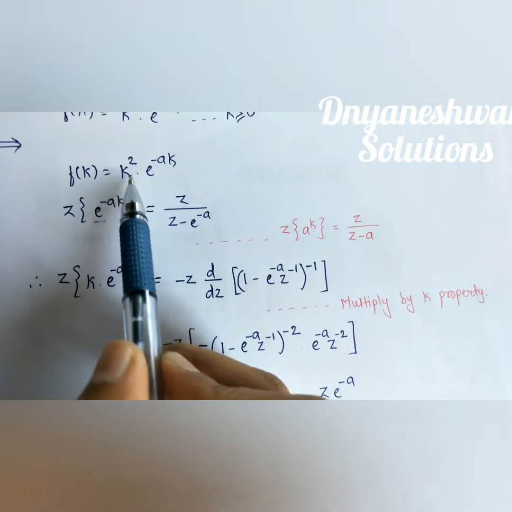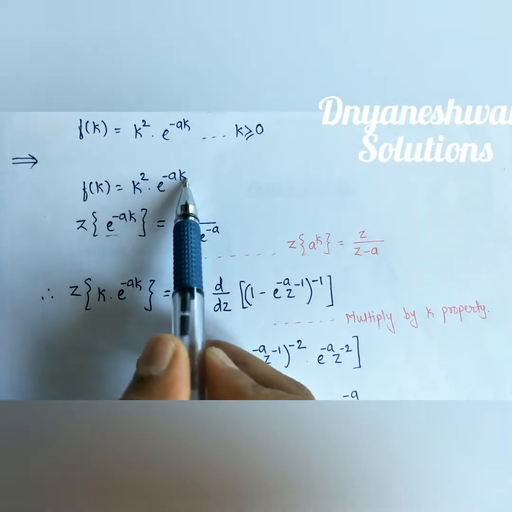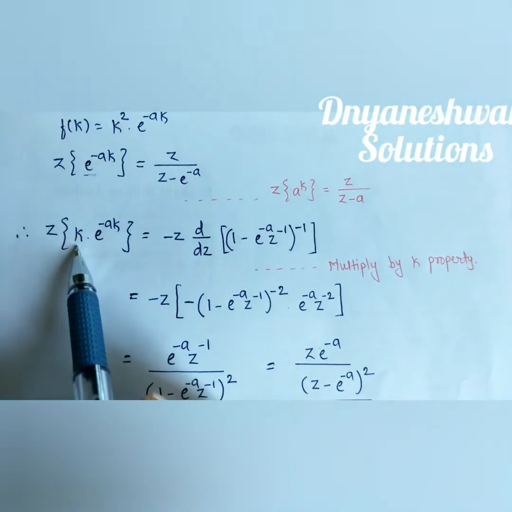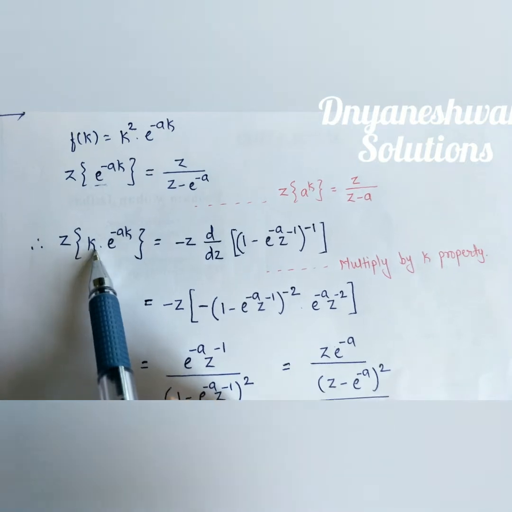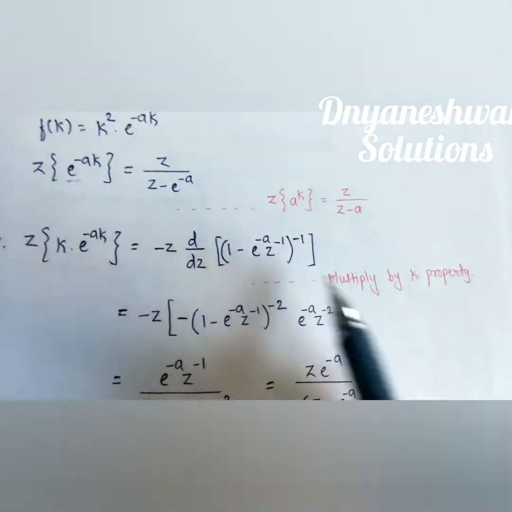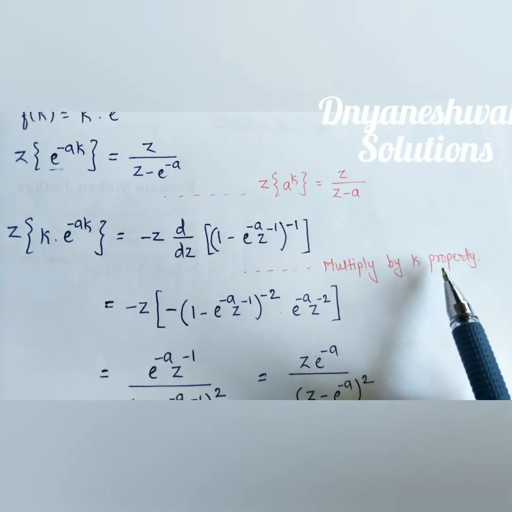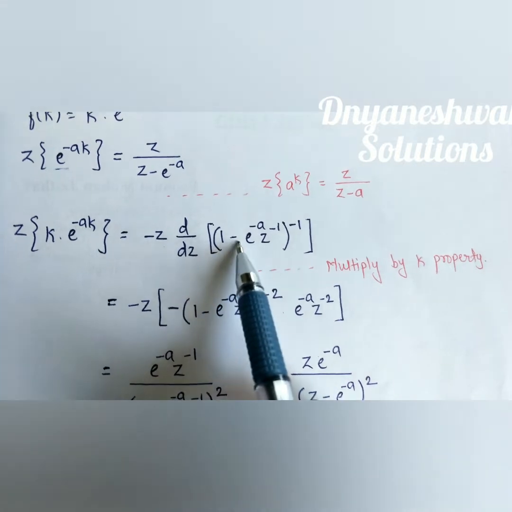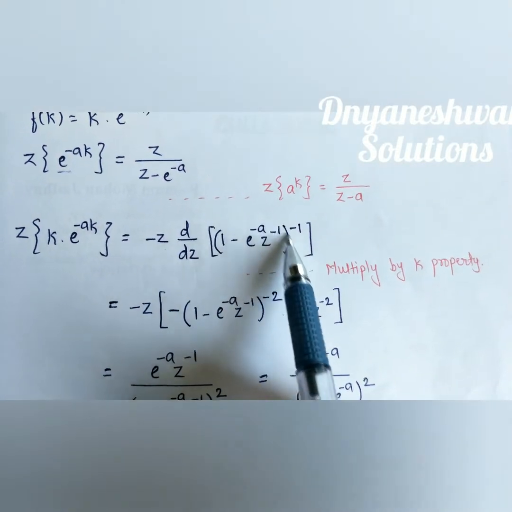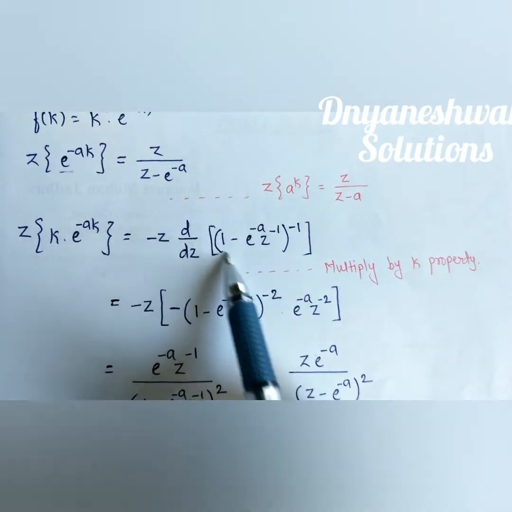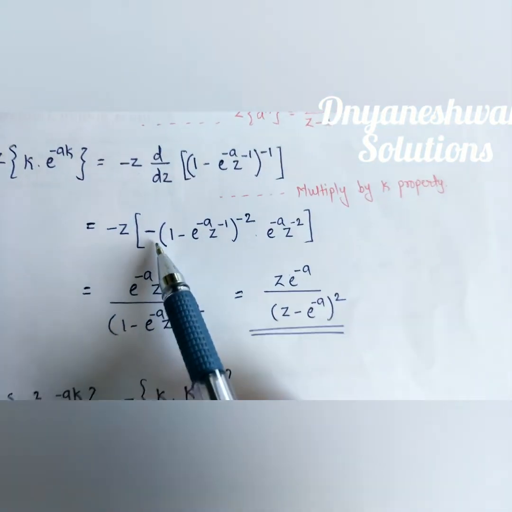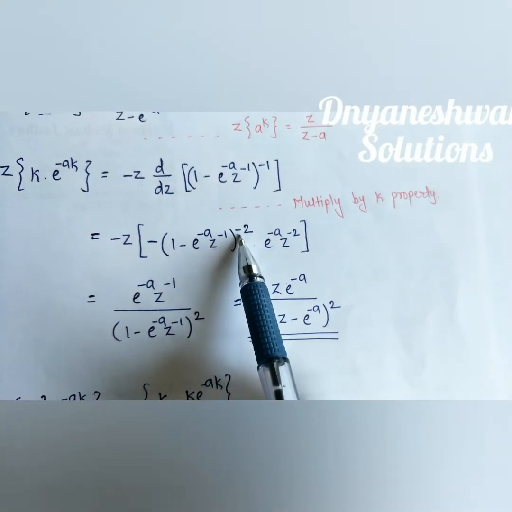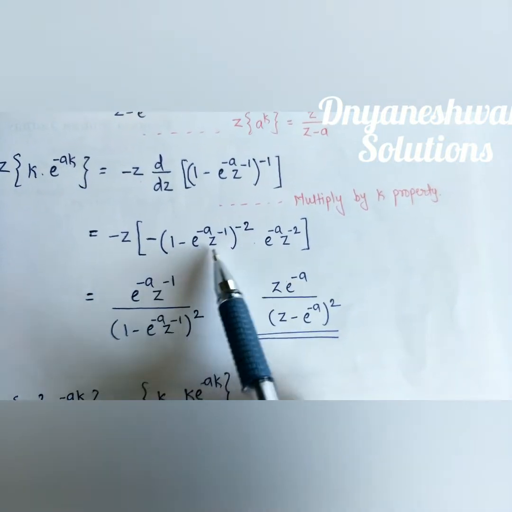Okay, so next what do we have to find? e raised to minus ak is multiplied with k square. So first of all, multiply that term with k. Z transform of k into e raised to minus ak: use the multiply by k property which we saw in the first example. So minus z d upon dz of (1 minus e raised to minus a z raised to minus 1) whole raised to minus 1. Find the derivative of this term. We will get minus in bracket (1 minus e raised to minus a z raised to minus 1) whole raised to minus 2 into again the derivative of this term.